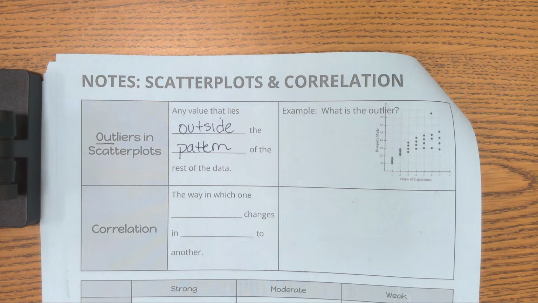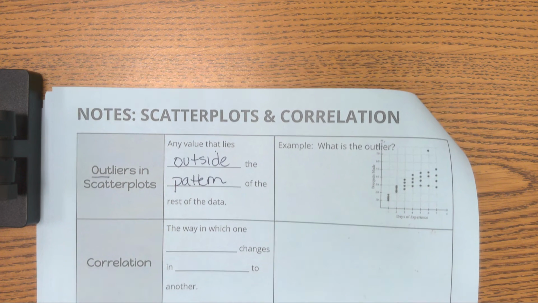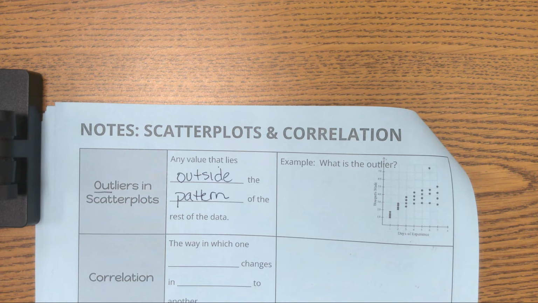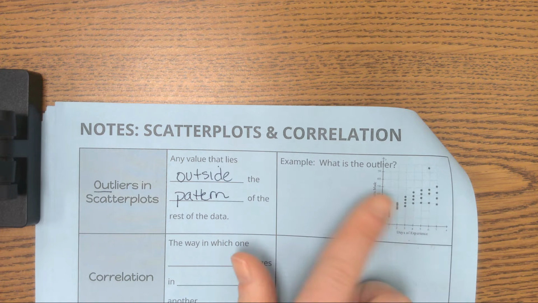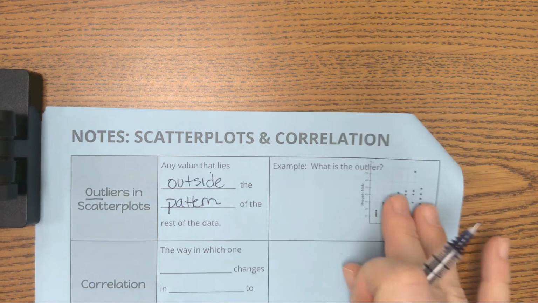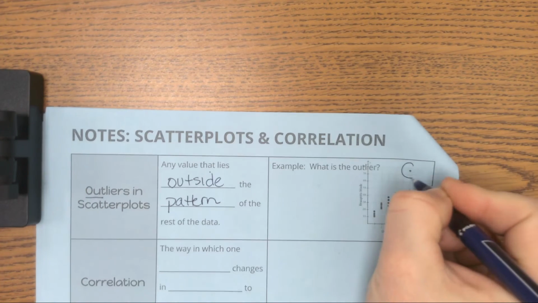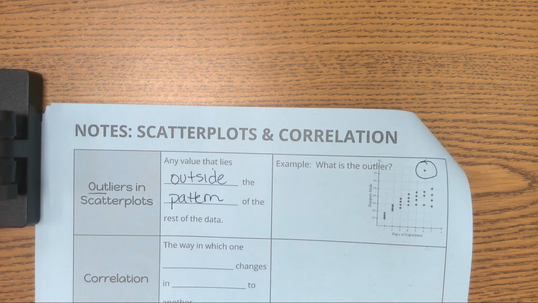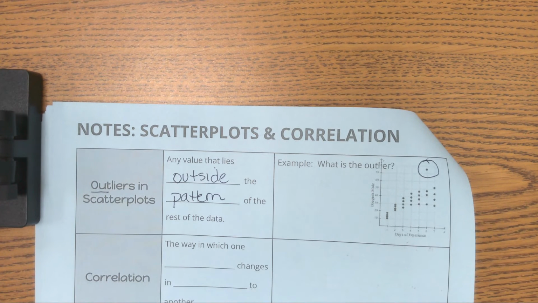Can you look across the way here and circle what you think the outlier would be in that scatter plot? Okay, hopefully you circled that one. Outliers do not have to be greater than all the values. They could also be below where most of all the values are, so that's why we use the word outside.